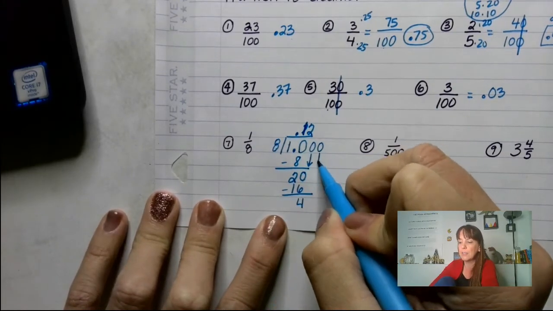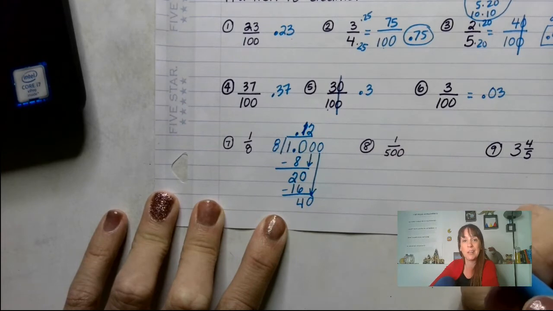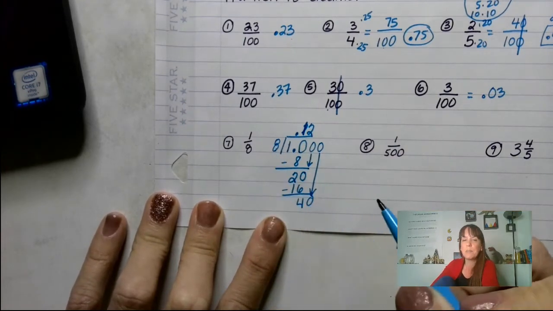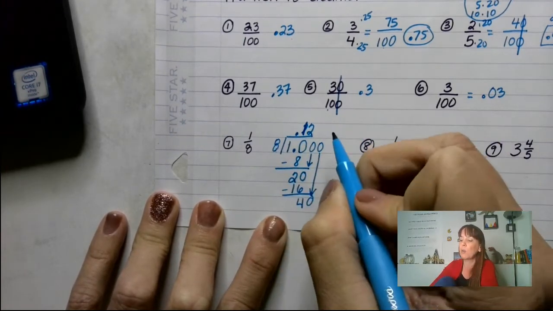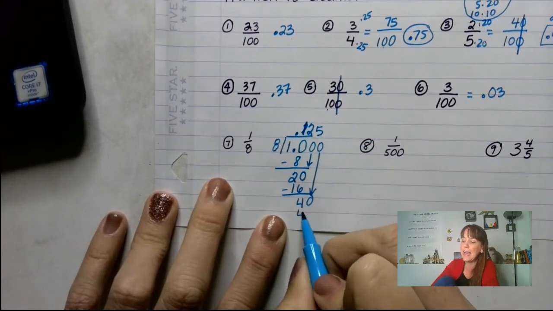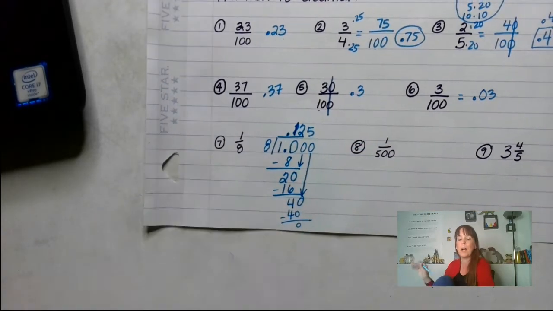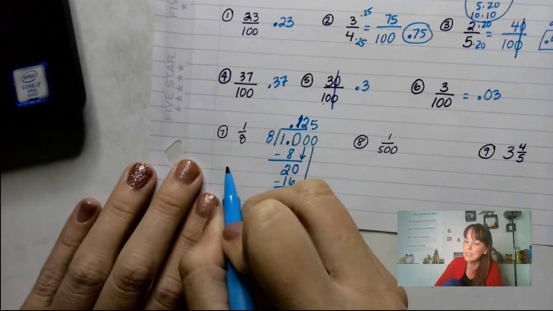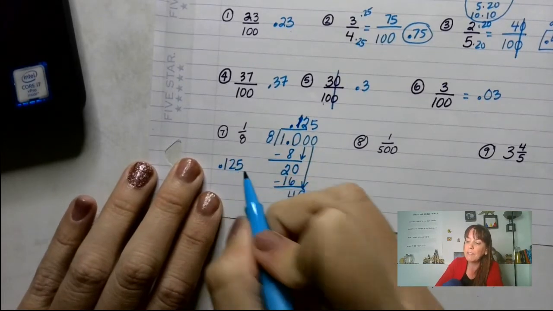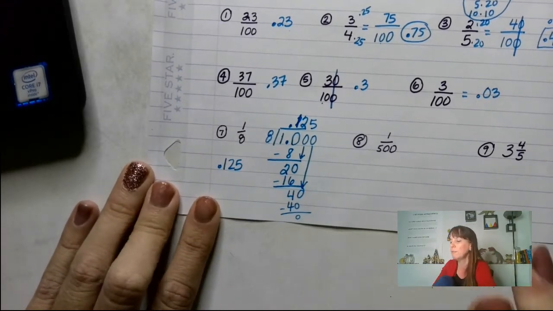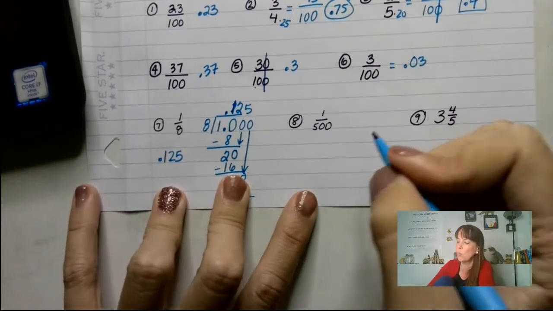We've got to bring down another 0. Do you see I'm just adding some zeros on here? 8 goes into 40 5 times, and that gives me no remainders, so I am good to go. So 1/8 is 125/1000ths, or 0.125.